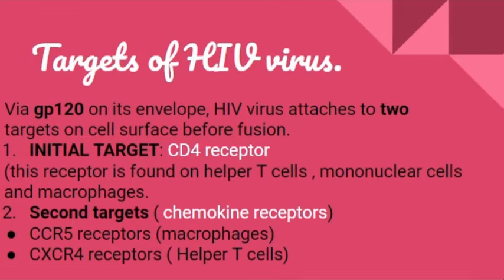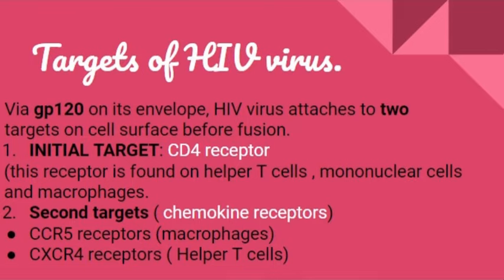Targets of HIV virus. It depends upon its specificity of glycoprotein 120, which is embedded in its envelope. So, depending upon the glycoprotein 120 on its envelope, HIV virus attaches to 2 targets on cell surface before fusion. So, there are 2 steps before fusion to the cell. First, the initial target binding, which is the CD4 receptor. This receptor is found on helper T cells, mononuclear cells, and macrophages.